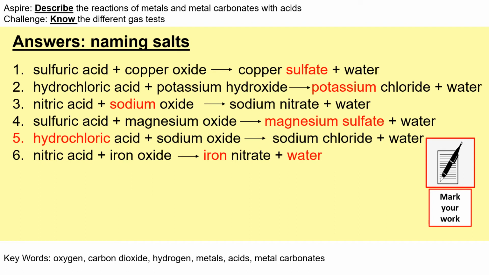Question 5, hydrochloric acid plus sodium oxide gives us sodium chloride plus water. So the hydrochloric acid makes us the chloride salt. The word sodium comes obviously from the first word of the base, which is sodium oxide. And question 6, nitric acid plus iron oxide gives us iron nitrate plus water. So again, nitric acid makes a nitrate salt, and the word iron comes from the base iron oxide.